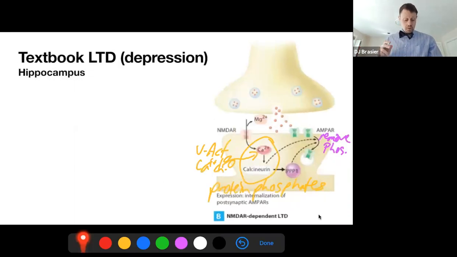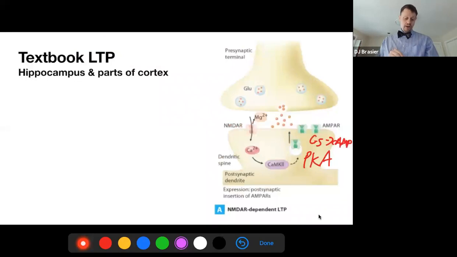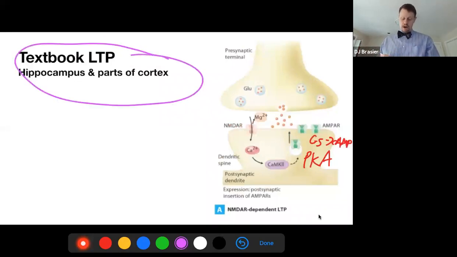The ones that you do need to know about are, in the hippocampus, the postsynaptic long-term depression involving the removal of AMPA receptors via calcium flowing in, which is the reverse of the long-term potentiation mechanism that you need to know, where calcium comes in, activates CaM kinase 2, or sometimes protein kinase A, which we'll talk about tomorrow, and causes the insertion of AMPA receptors. So those are the two that you need to know about.